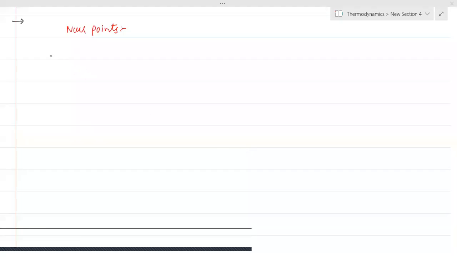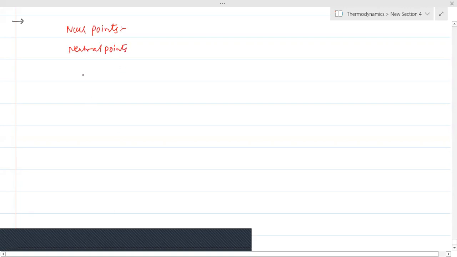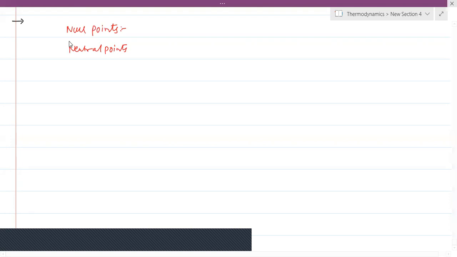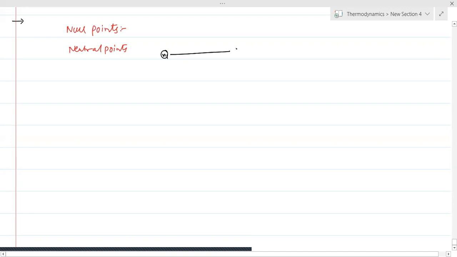So we think of null points. Null points are also called neutral points. For example, we used to think of null points. Suppose we have two poles, M1 and M2.